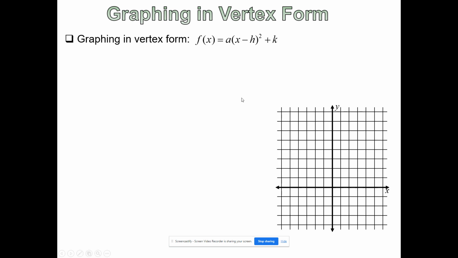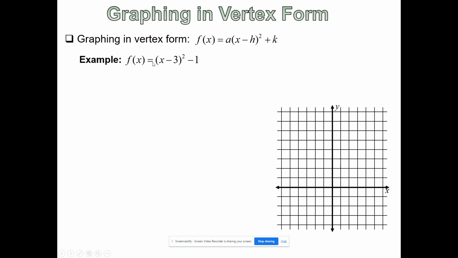Okay, so we're looking at vertex form. So the generic version of vertex form, we have our A value, which tells us whether it opens up or down, also how wide or narrow the parabola will be. And then, of course, we have x minus h plus k here. H and k represent the vertex.